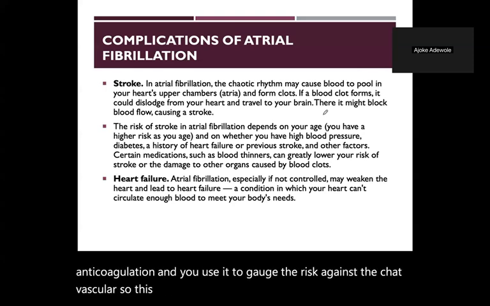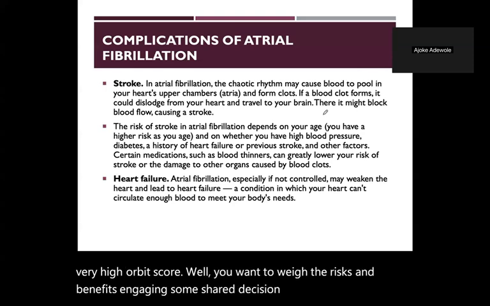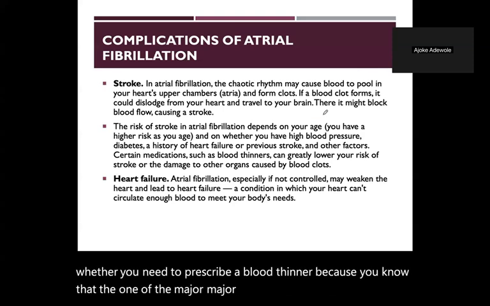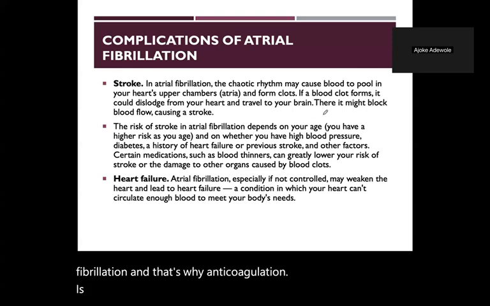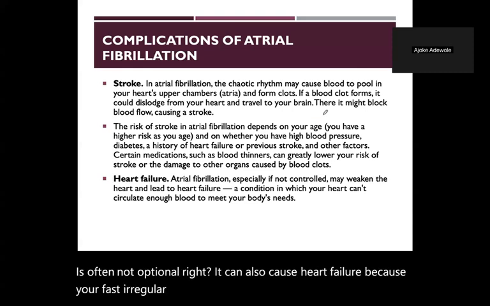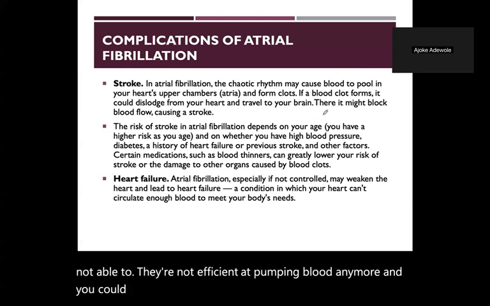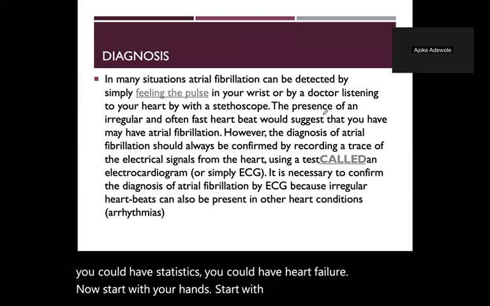So if this person needs anticoagulation but has a very high ORBIT score, you want to weigh the risks and benefits, engage in some shared decision making, and determine whether you need to prescribe a blood thinner, because one of the major complications of atrial fibrillation is a stroke, and stroke risk is 5 times higher in atrial fibrillation. That's why anticoagulation is often not optional, right? It can also cause heart failure because you have a fast irregular heart rate. That weakens the ventricles. They're not efficient at pumping blood anymore, and you could have stasis, you could have heart failure.